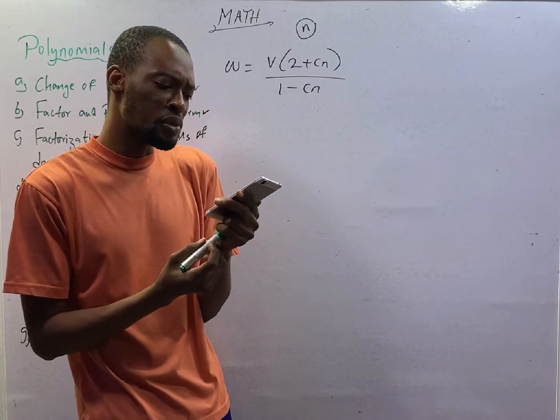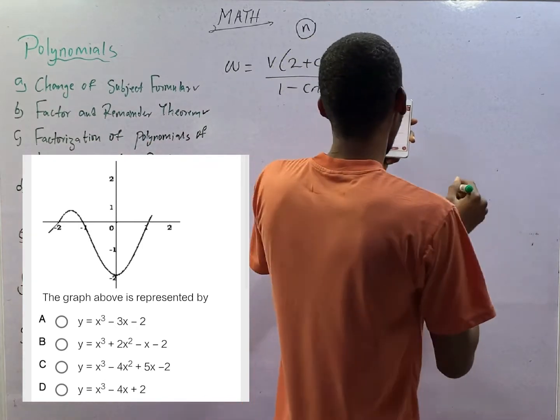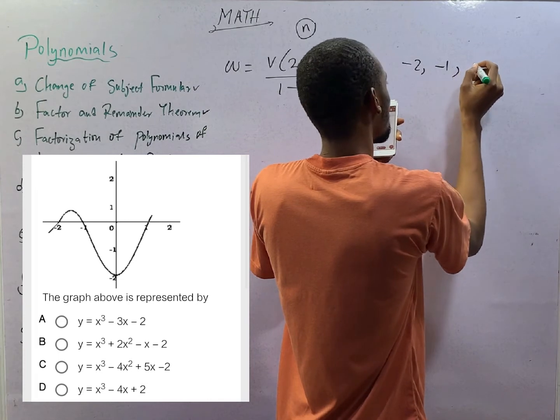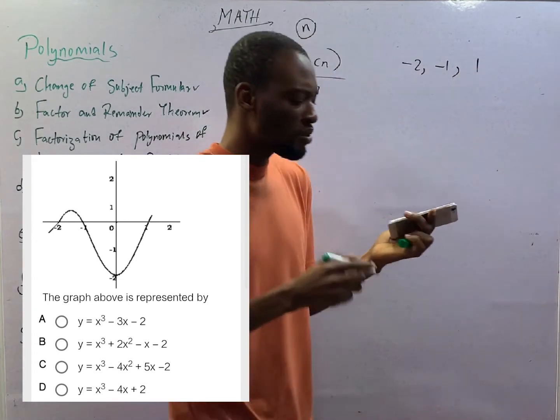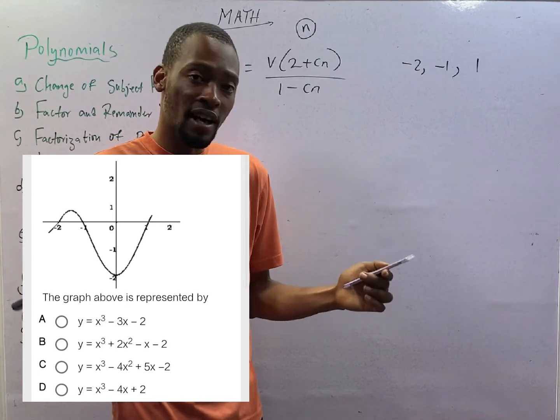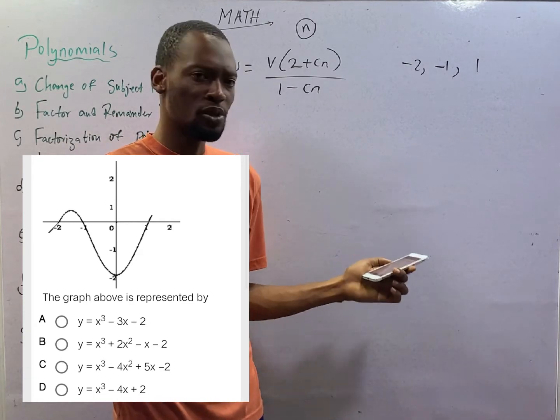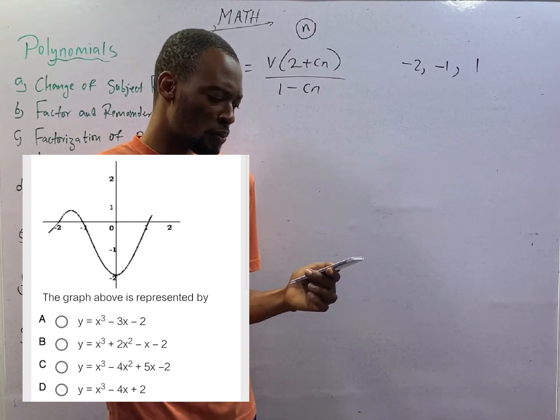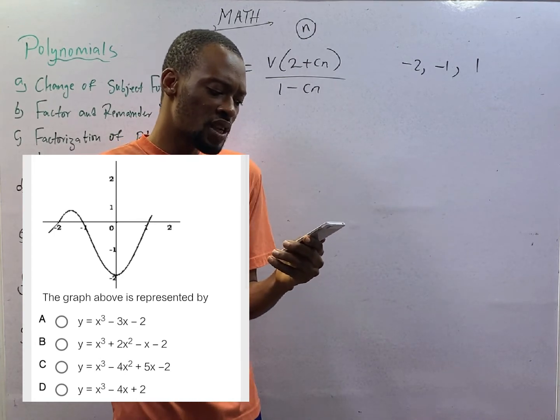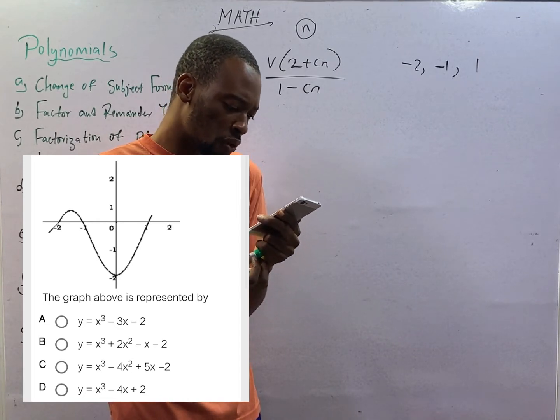You are given a polynomial graph. From the graph, you see that the line cuts the x-axis at minus 2, at minus 1, and at plus 1. These are the values of s. Anytime you have three values of s, or three alpha, or three answers, you obviously know that it is no longer a quadratic polynomial. This is a cubic polynomial. That is why you see it cuts across in three places. And when you see raised to the power of 3, you know that we are dealing with cubic polynomials.